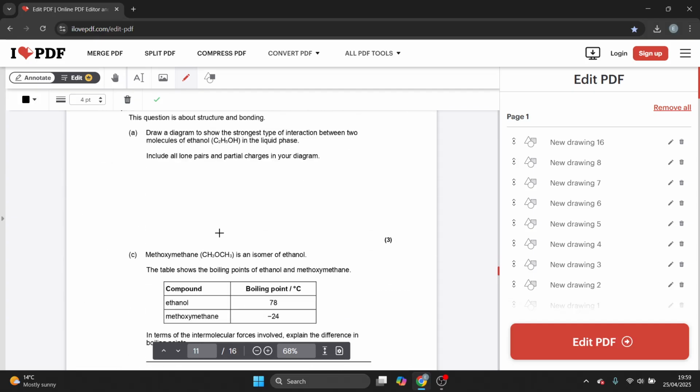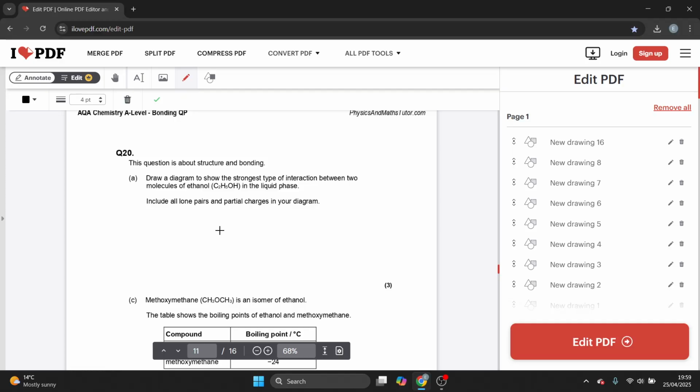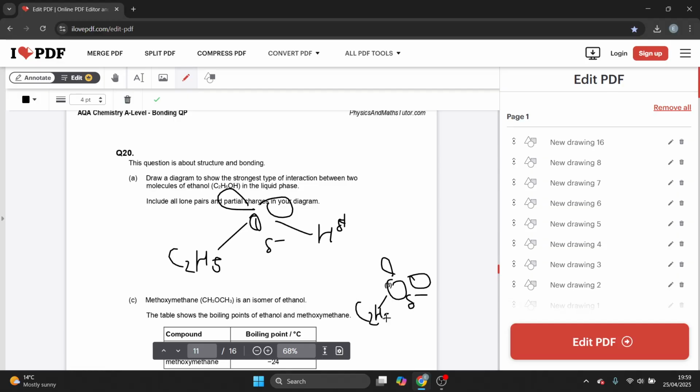Question 20, draw a diagram to show the strongest type of interaction between two molecules of ethanol. So I've got C2H5, I've got oxygen, which is delta negative, and it's got two lone pairs of electrons, and it's got hydrogen, which is positive. The second part is probably more difficult, but how would you do this? Well, think about it. I've still got the oxygen with the two lone pairs of electrons, the delta negative charge, the C2H5, and the hydrogen which is positive. It just goes from the lone pair of electrons to there. It's that easy.